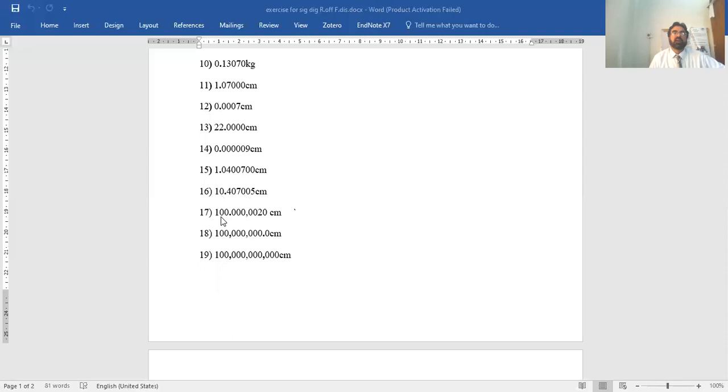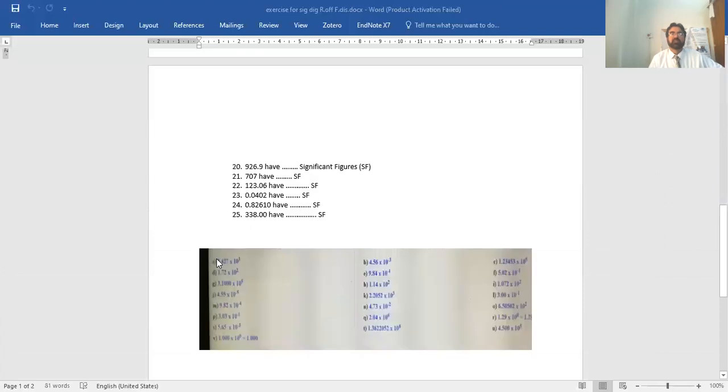100.0000020, all these non-zero digits and zeros are considered to be significant because these zeros come after the decimal point. 100,000.0, all the zeros and the 1 are considered to be significant. 100,000,000,000, all these zeros are considered to be insignificant because there is no decimal point, and there is only one significant figure.